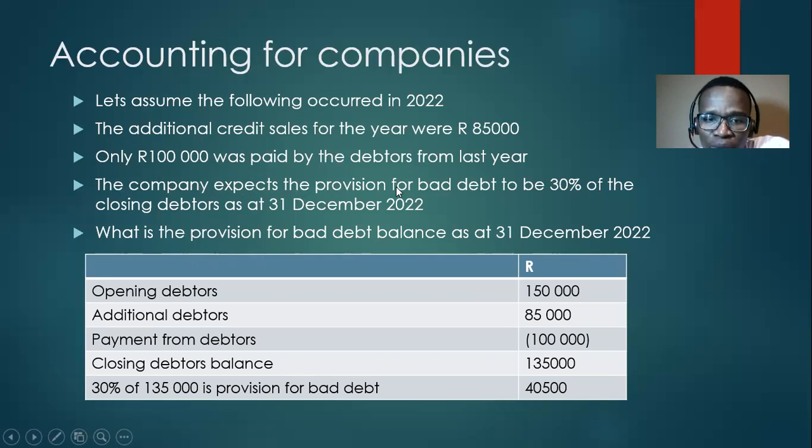Then the company expects the provision for bad debt to be 30%. Based on this estimation, last year it was 25%. So this year, things are becoming rough for our customers. Some of them don't pay in time.